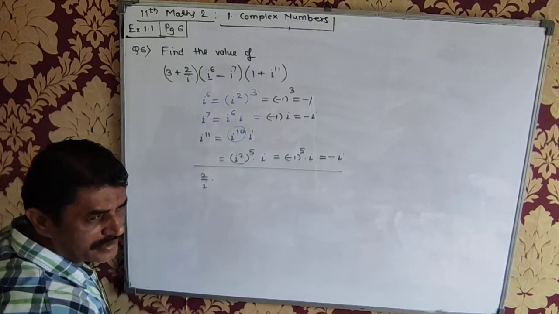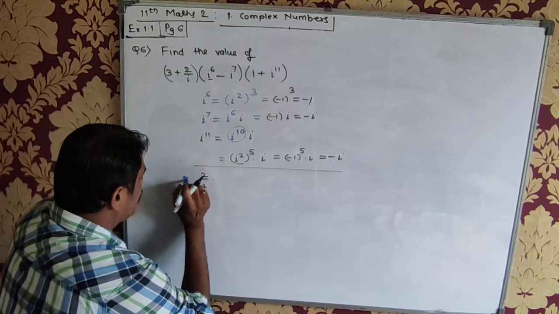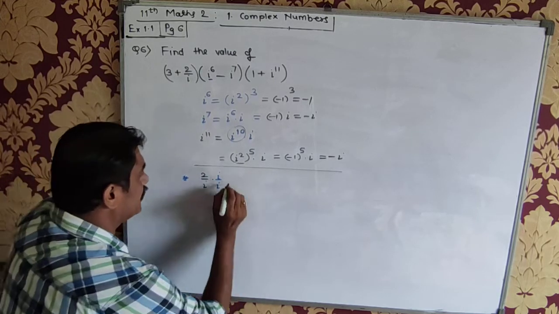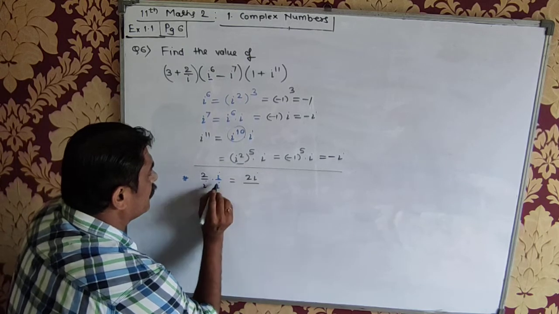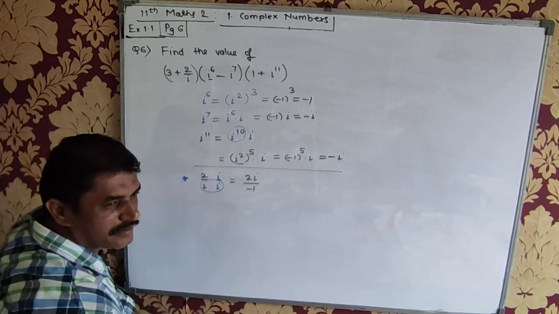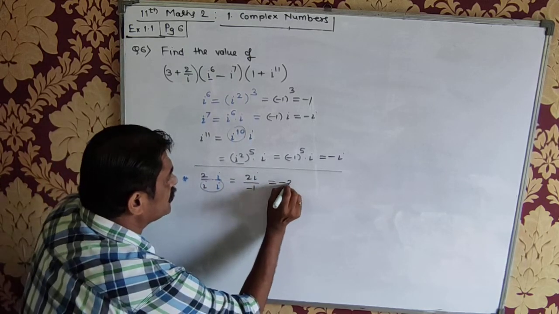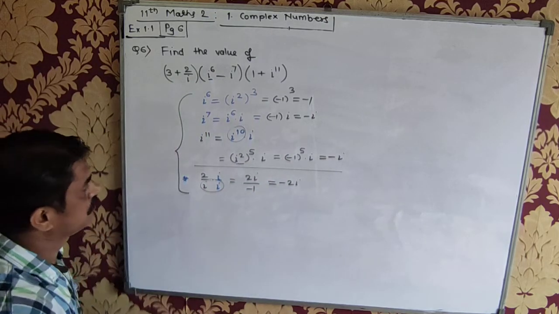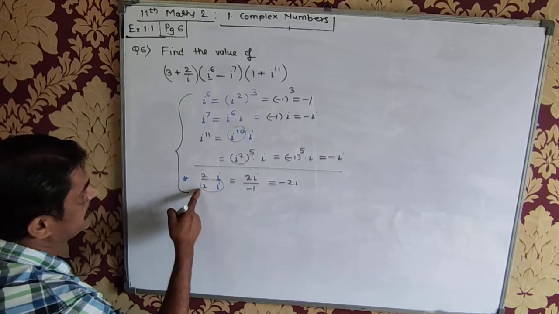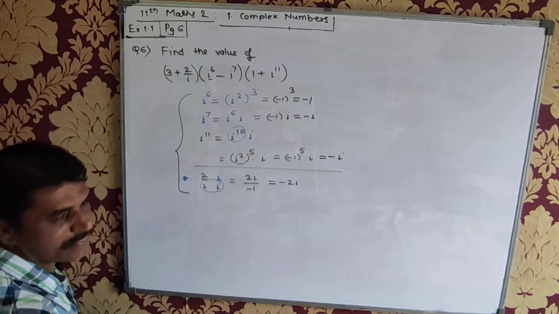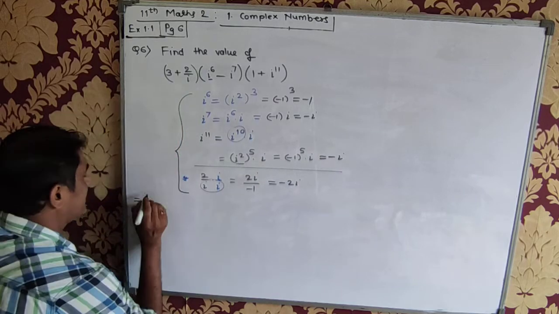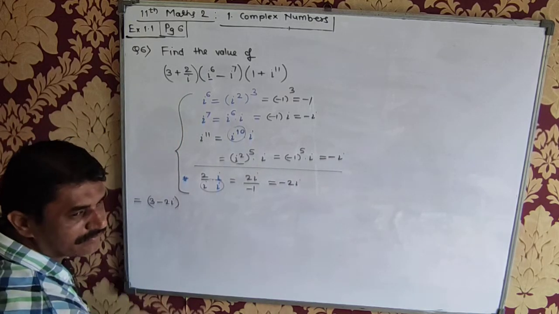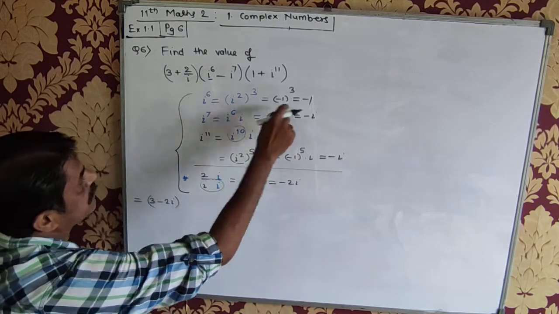Whereas 2 upon i, here I'll multiply and divide it by i. So what do you get there? 2i upon i square, which is minus 1. That is equal to minus 2i. So let me substitute all these things here. 2 upon i is minus 2i. So this will become 3 minus 2i. Agree? Yes.